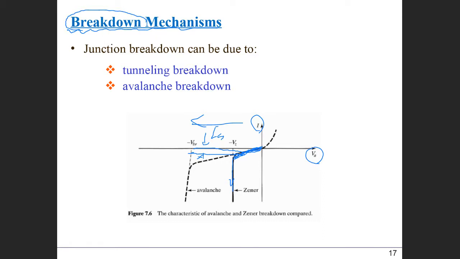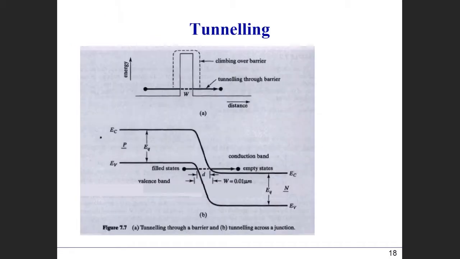In the PN junction diode, we have two different kinds of breakdown, which we're going to discuss in the following slides. One we call tunneling breakdown, and the other we call avalanche breakdown. The mechanisms of these two breakdowns are different. But overall, the effect is that when the device reaches breakdown, we see lots of current flow. So first, let's look at the so-called tunneling breakdown.